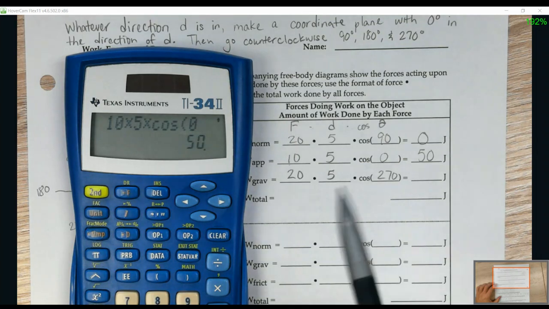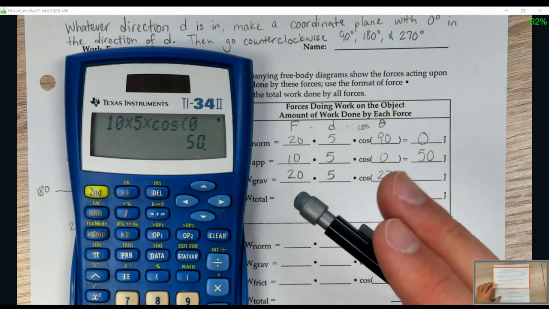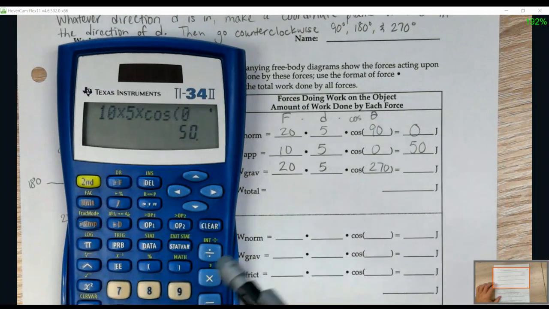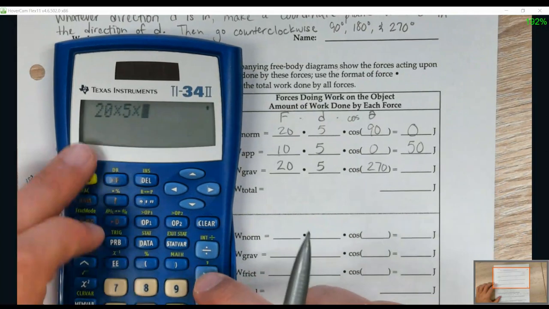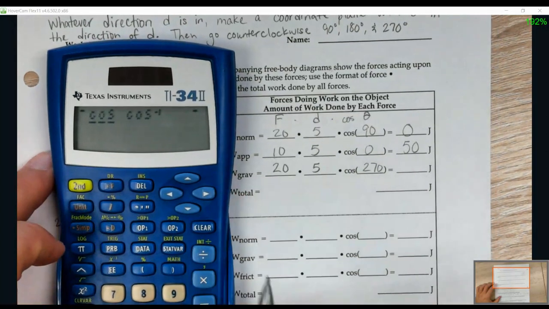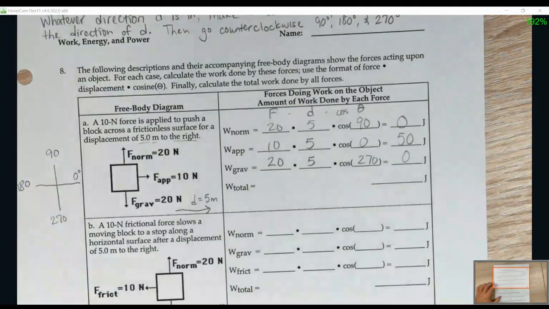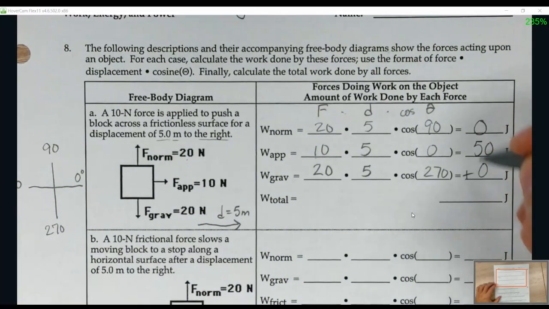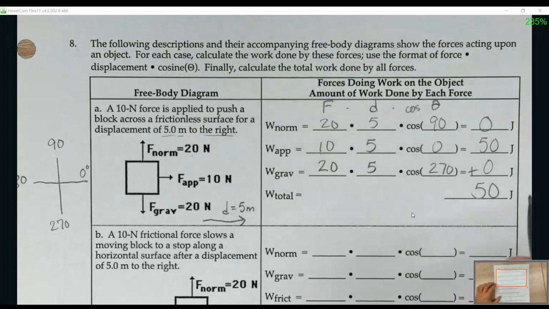If you accidentally typed in 180, then you'd get negative 50, so it would come out in that direction. Okay, so the next one, 20 times 5 times second trig, cosine of 270 equals 0. And the final thing you got to do is add up all of those pieces. So 0 plus 50 plus 0 is a total of 50 joules, and that's the total work done on the object. Boom, done.